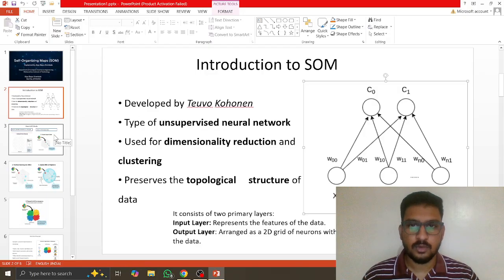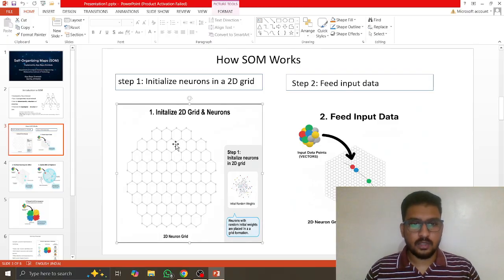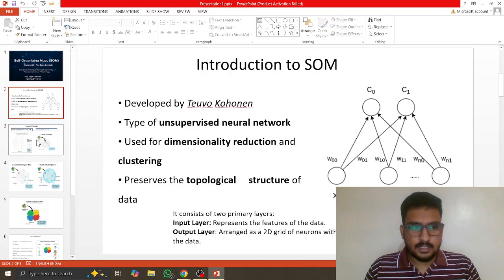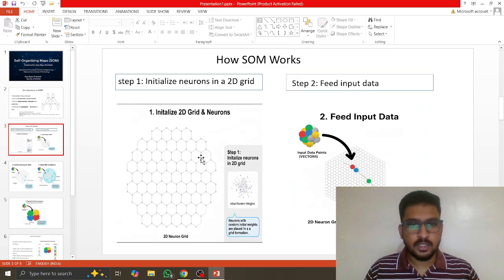So now we will see how SOM works. Step one is to initialize the neurons. As we saw in the previous diagram of SOM, there is an input layer, and in this first stage we initialize the neurons in a 2D grid structure, a pattern which will be used to analyze the input data.